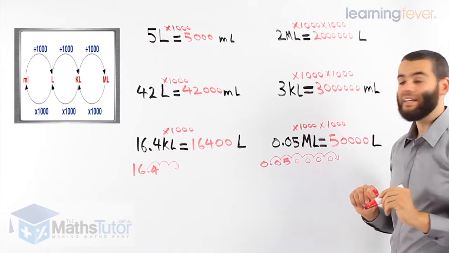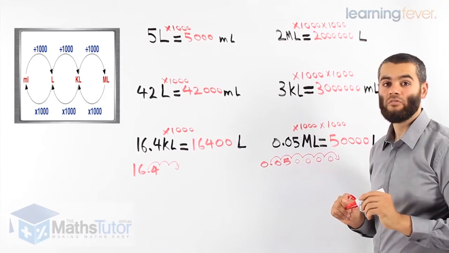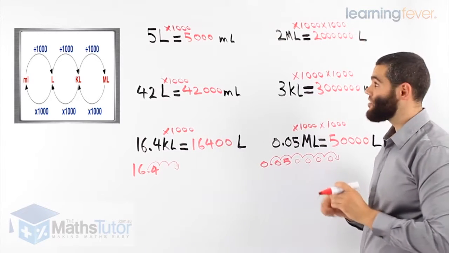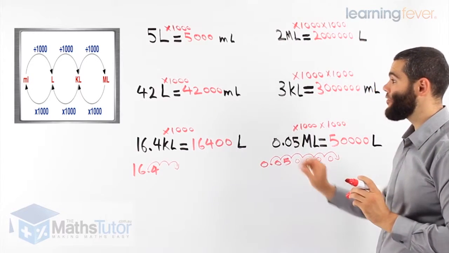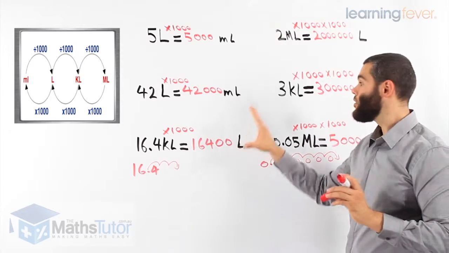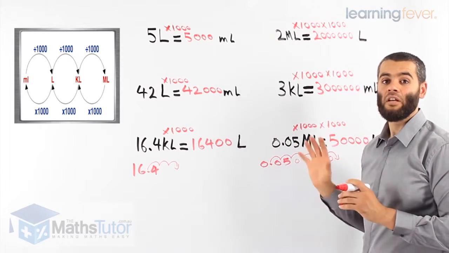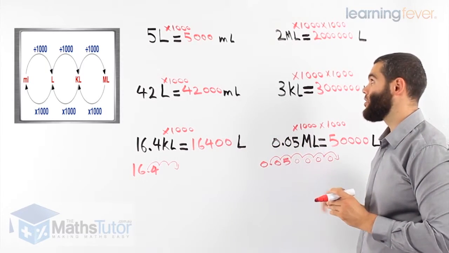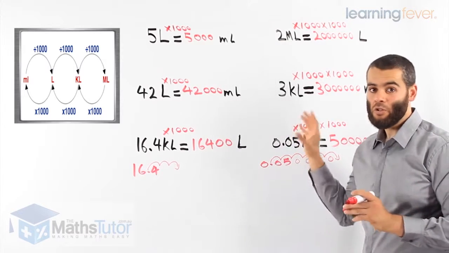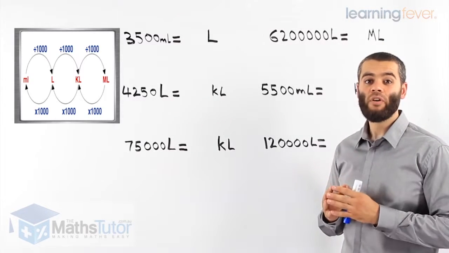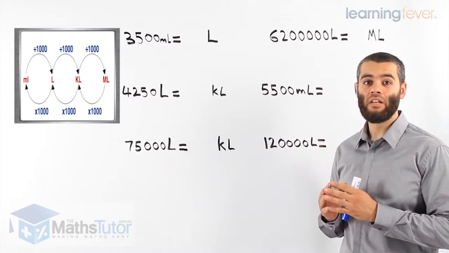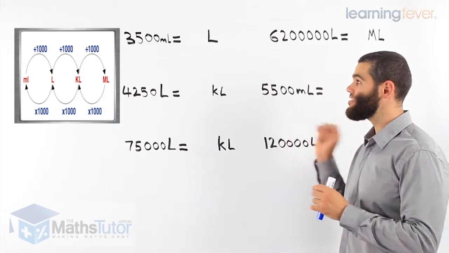50,000 liters in 0.05 megaliters. So now I've shown you how to convert from a larger unit of capacity to a smaller unit of capacity. Now let's do the other way around, from a smaller unit of capacity to a larger one. We are now converting from small units of capacity to large units of capacity. Let's see how it's done.